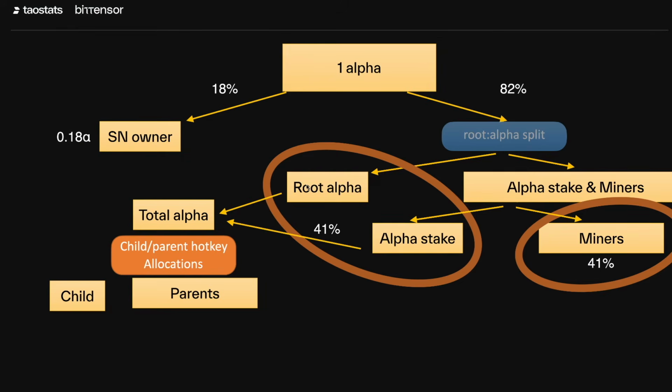And so what ends up happening is we're starting over. We're going to start again with that 41%, and we're going to figure out the allocations between the child and the parents and get that allocation straightened out. And then once we have that allocation straight, we can go back and divide it back to root and to alpha and continue through the distribution of the alpha.